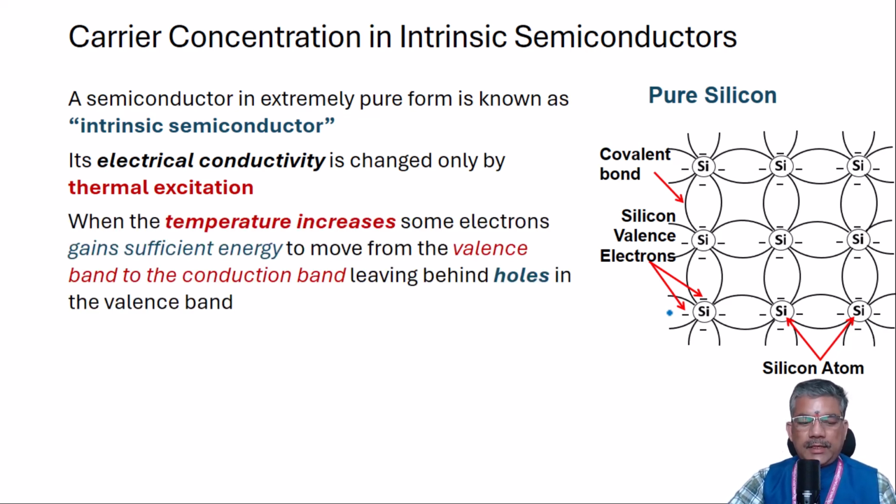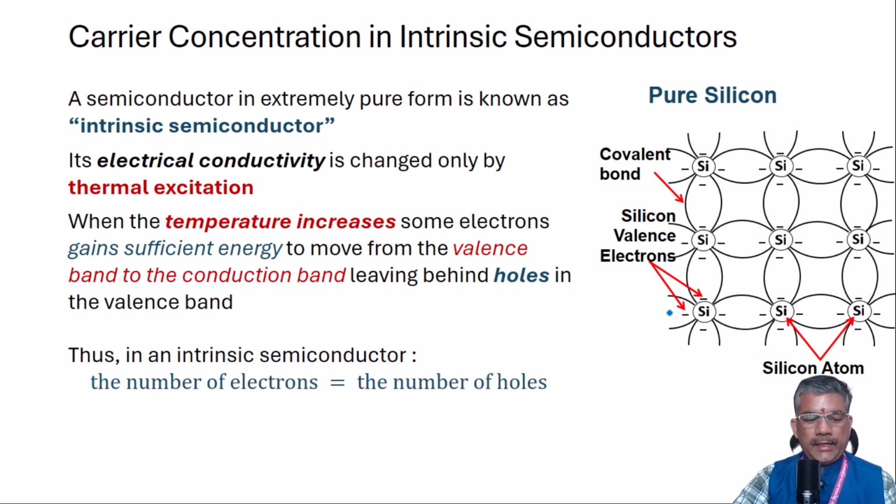When the temperature increases, some electrons gain sufficient thermal energy. That is, these electrons move from the valence band to the conduction band. When an electron leaves the valence band, it creates an empty space called a hole.